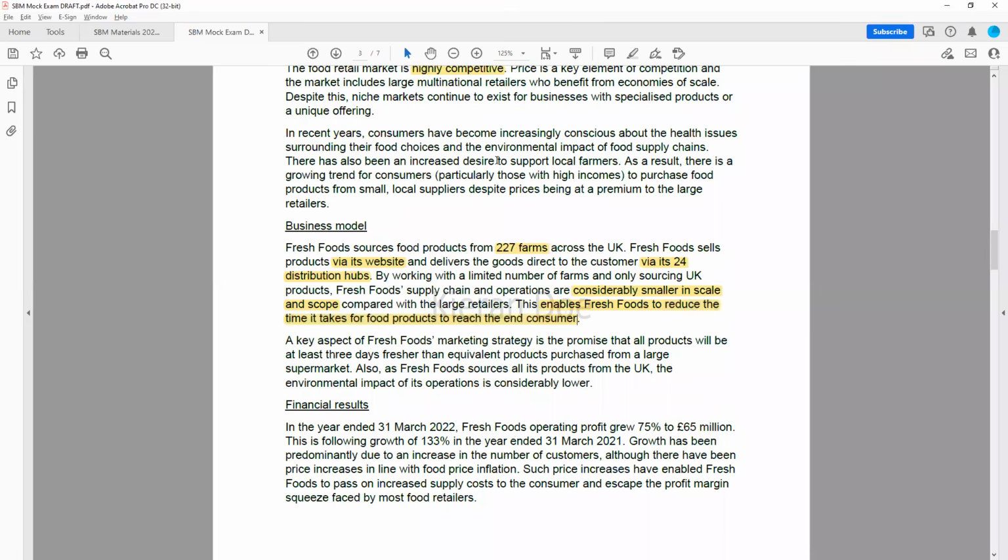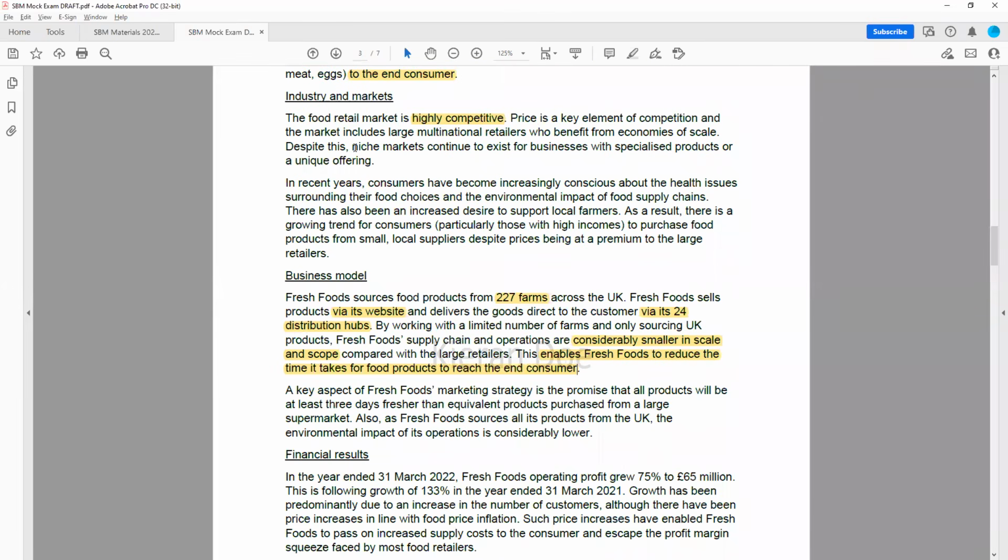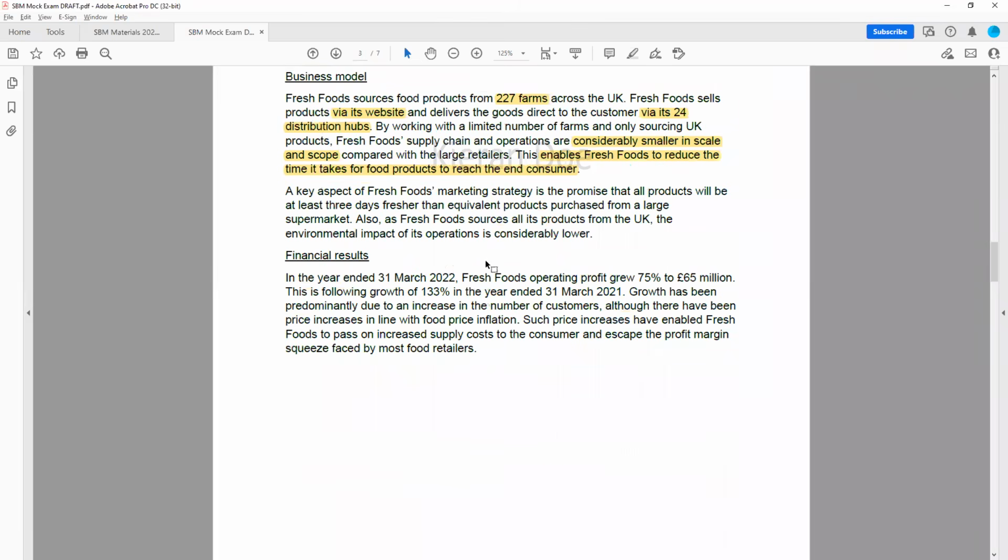So perhaps this is, as we were told here, these niche markets. Maybe that's where they are operating. A key aspect of Fresh Foods marketing strategy is a promise that all products will be at least 3 days fresher than equivalent products purchased from the large supermarket. So that's part of their marketing strategy. Also, as Fresh Foods sources all its products from the UK, the environmental impact is considerably lower. So we can see the benefits there. So financial results.